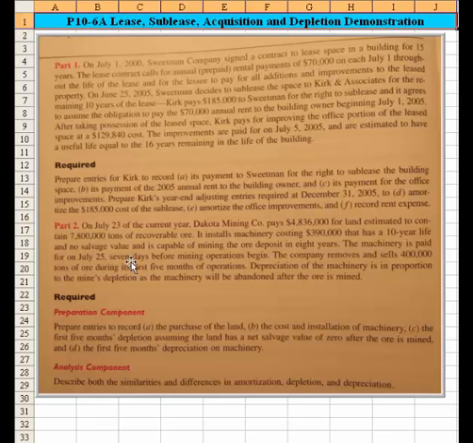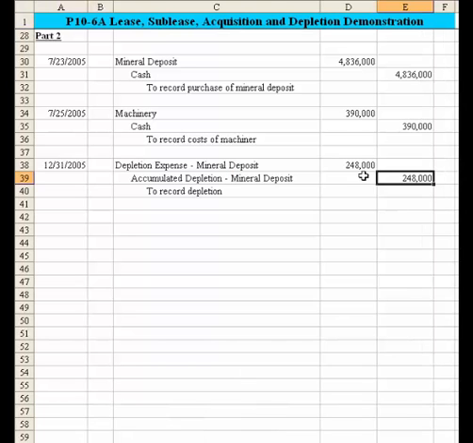Now, let's make sure we have the facts in order. Yeah, the company removes and sells 400,000 tons during its first year. So we're using an activity basis, and they expected 7.8 million tons of recoverable ore. So we've done that correctly, and let me show that calculation again. The D30 divided by 7,800,000 is our cost per ton, which was 62 cents. You saw me calculate that. Then we multiply it times 400,000 to recognize how many tons were extracted or mined during the first year to come up with what the depletion expense should be.